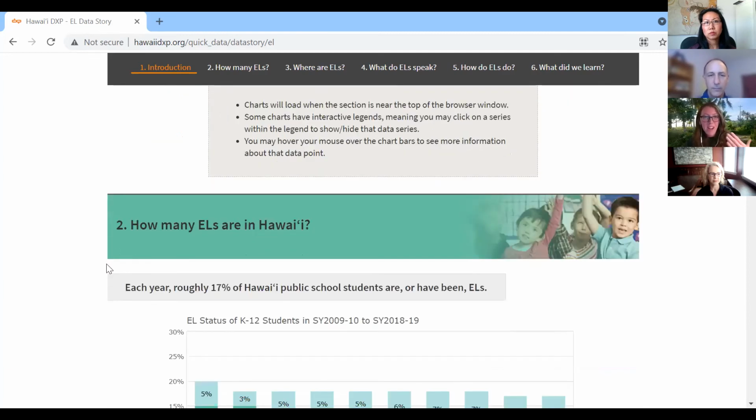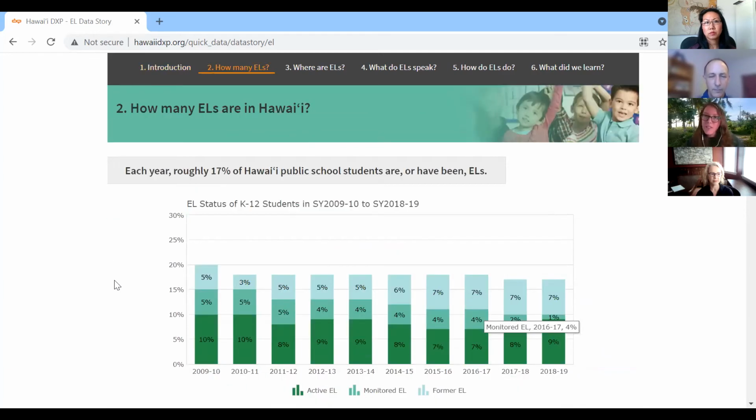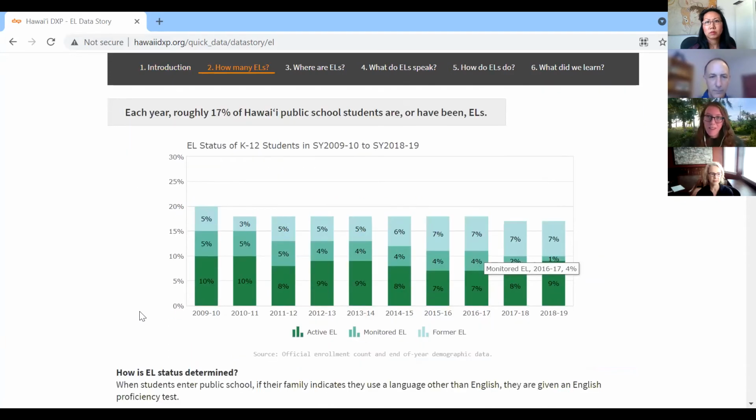So we figure out roughly 17% of students in Hawaii public schools are or have been ELs. This grant allows Hawaii to look at students who are former, active, and monitored EL, it says it right there. And so you can see that range of the different groups of students.